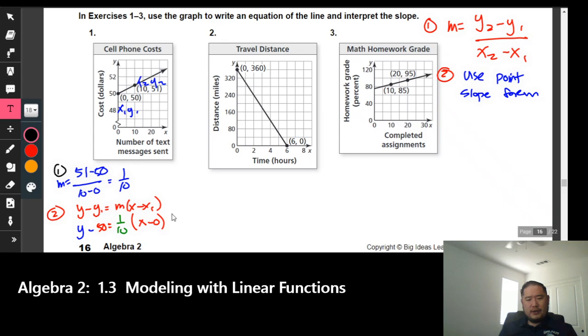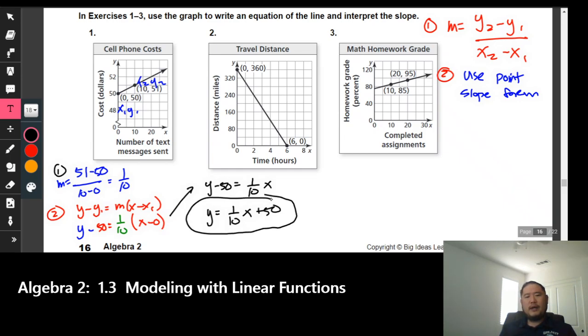So lastly, what we need to do is go ahead and simplify this. And I'll go ahead, we have y minus 50 is equal to, and then I'll distribute the 1/10, and it'll be 1/10 times x, or 1/10x. You may also see it as x over 10, same thing. And then lastly, let's get y by itself. We'll add 50 to both sides, and we get 1/10x plus 50. And this right here is your equation of the line. Okay? Easy, right? Let's do another one. We'll take a look at number 3.